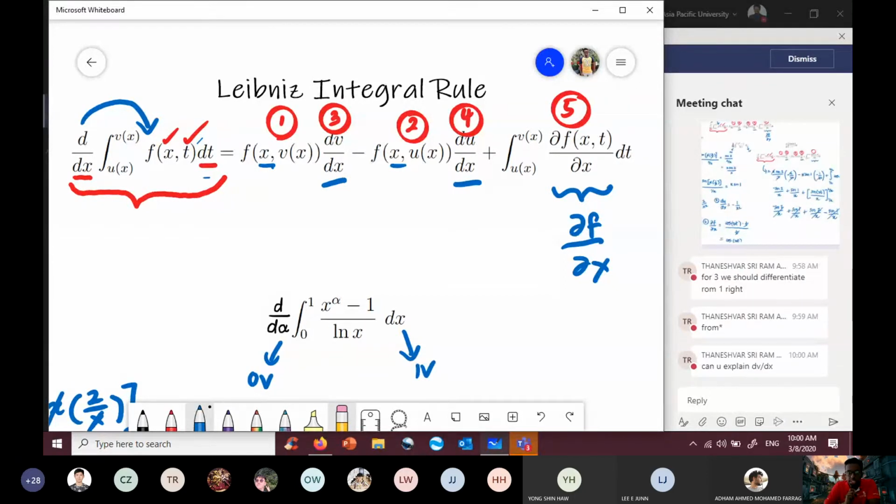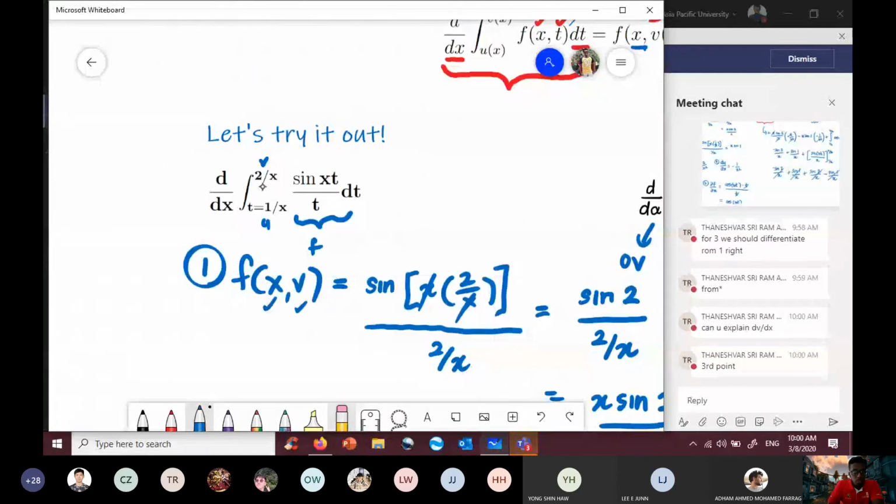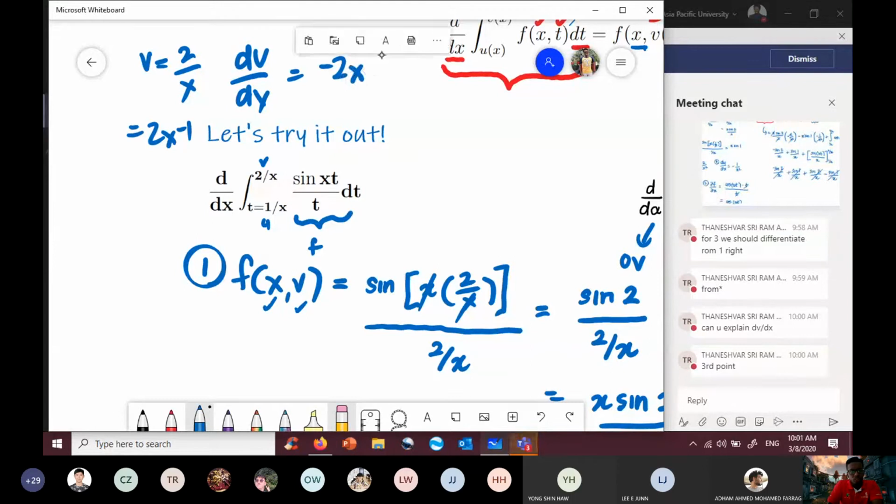Can you explain dv over dx? Okay, for example, dv over dx, what do you mean is the number 3? Okay, third point. So for example, in the previous question, my v was 2 over x. So my v is pretty straightforward. V is 2 over x. So dv over dx, just differentiate this with respect to x. So this is actually 2x to the power of negative 1, right? So if you differentiate, you get negative 2x to the power of negative 2, or, in other words, negative 2 over x squared. So that is your dv over dx. Just differentiate your v. Done.